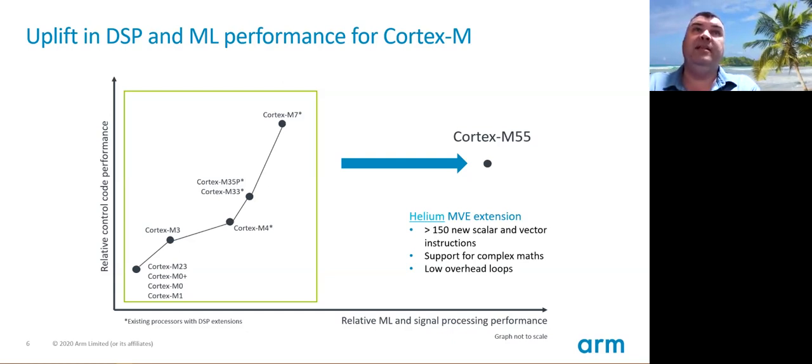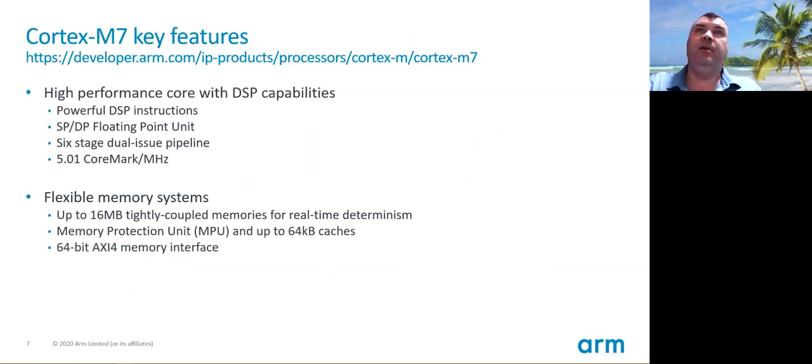What this means, as you can see on the slide to the left, is that as the different CPUs go up in performance for general control and general mathematical operations, with Helium we get instructions dedicated towards ML and signal processing type applications. So it's a huge order of magnitude improvement over the, for want of a better word, traditional Cortex-M CPUs.